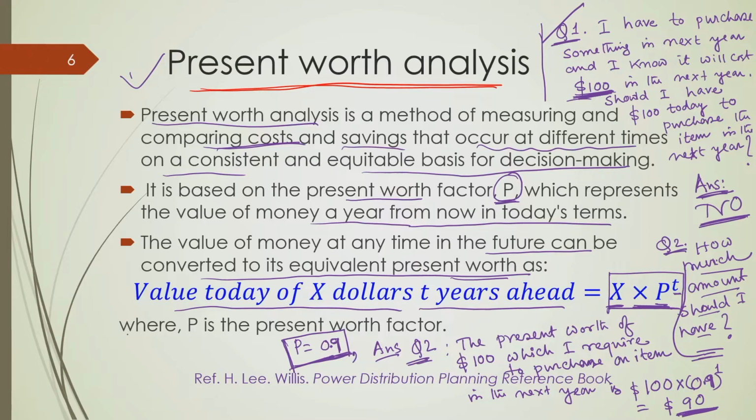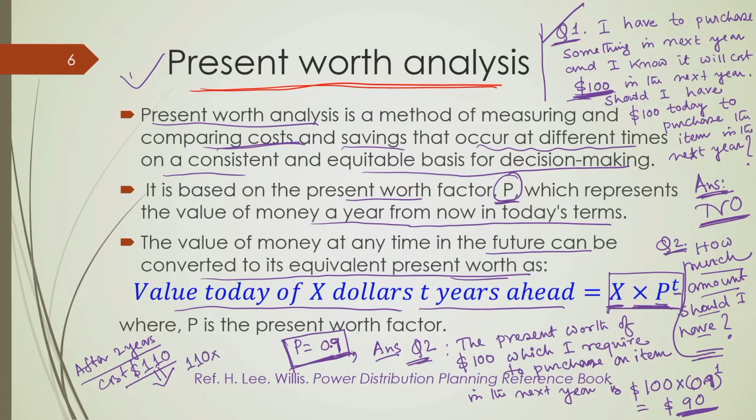For example, suppose I want to purchase an item after 2 years, and I know that after 2 years its cost will be, let us say, $110. Now, what would be the present worth of that particular item? It would be equal to 110 multiplied by P to the power t, that is 0.9 to the power 2, that is 110 multiplied by 0.81. So, it will give some amount. If we have this amount at this moment, then I will be able to purchase an item which will cost $110 after 2 years. That is what I want to convey in this particular slide.